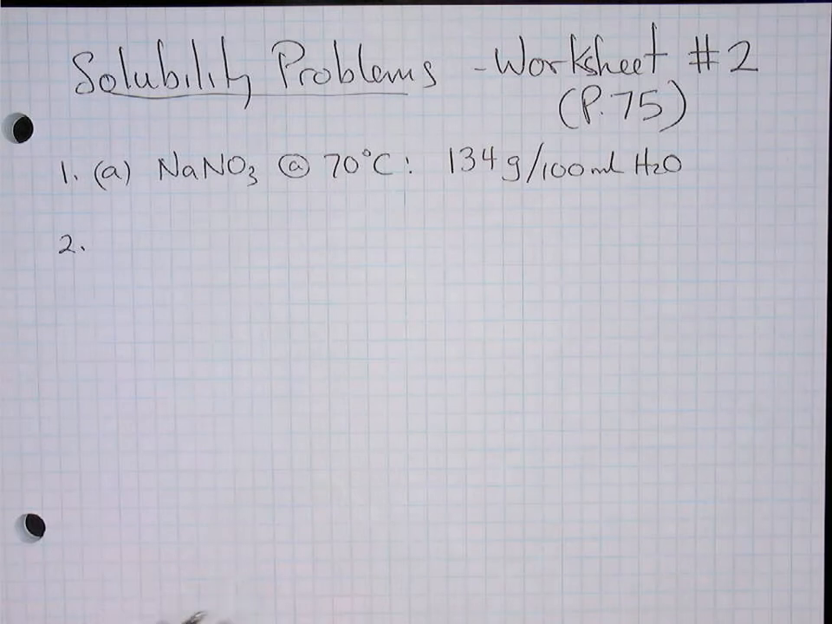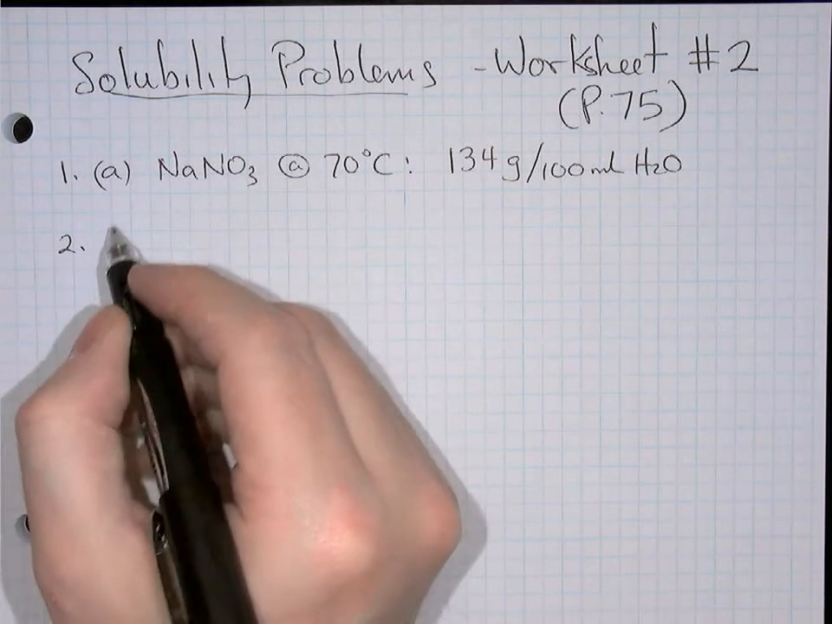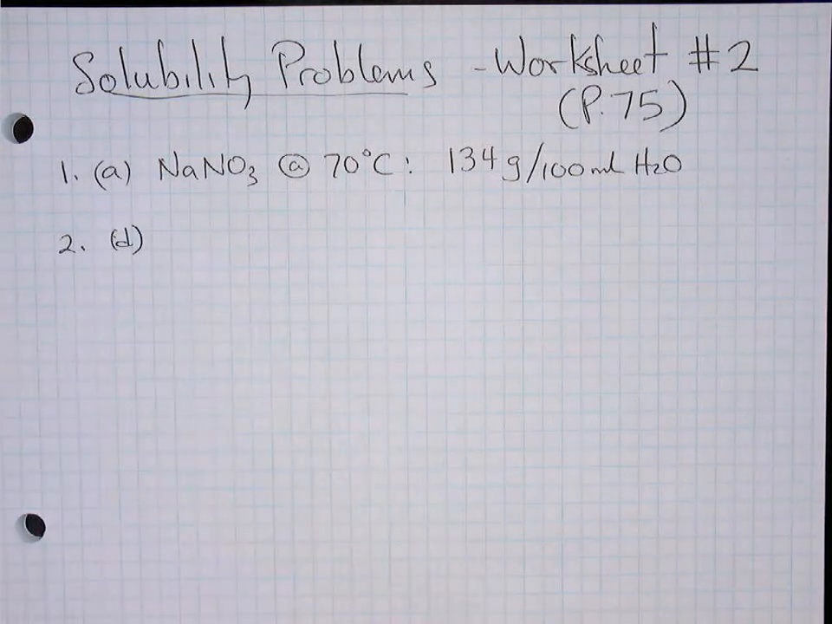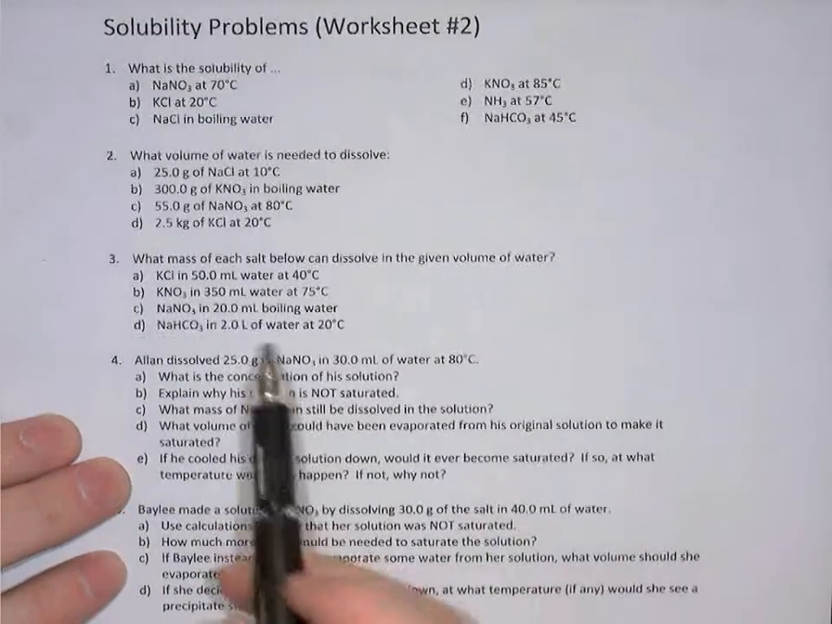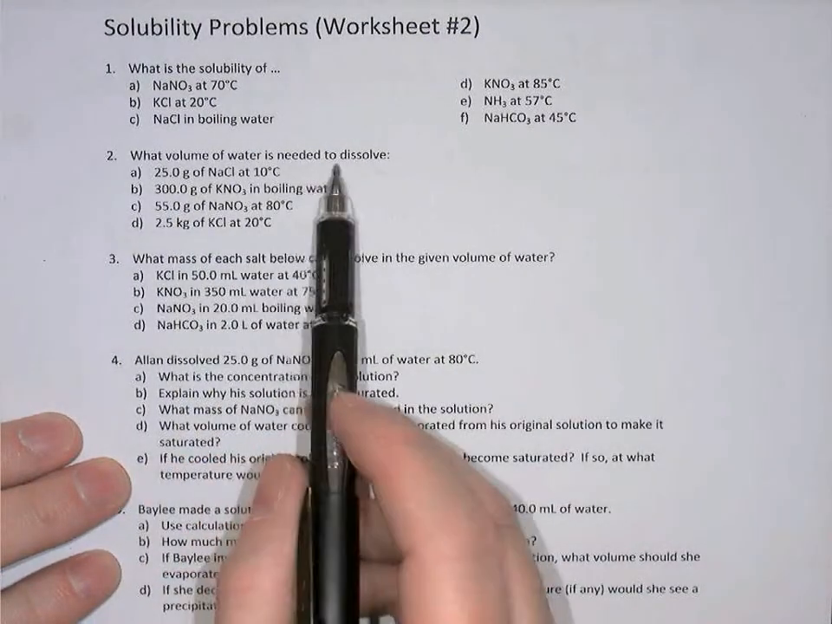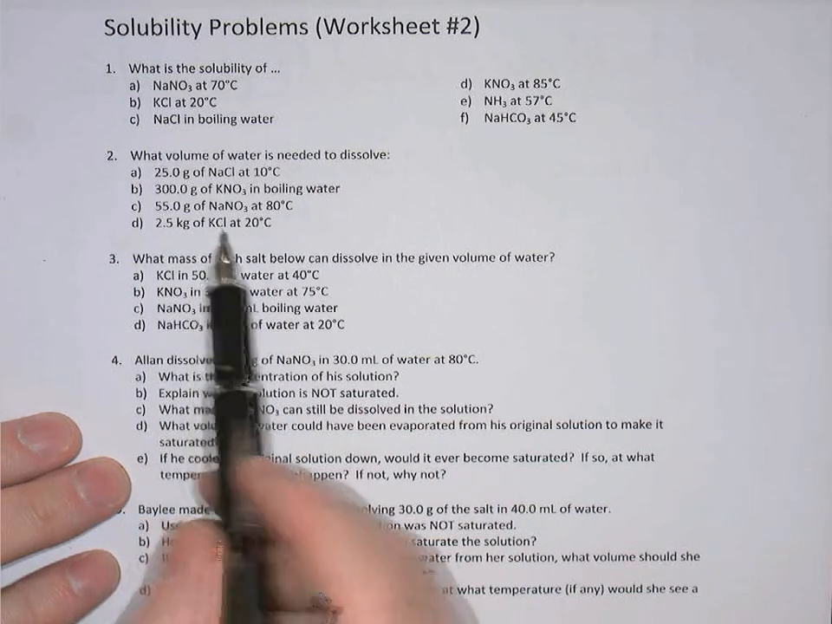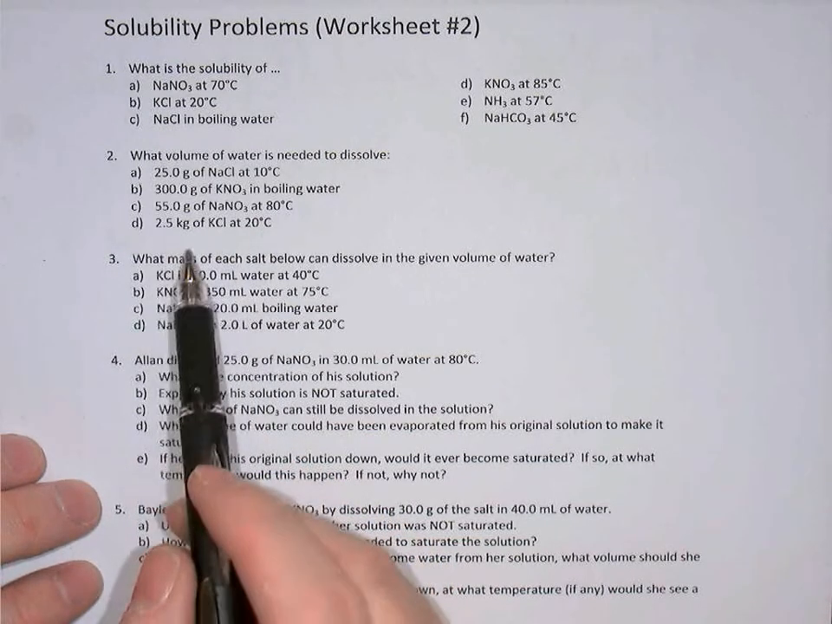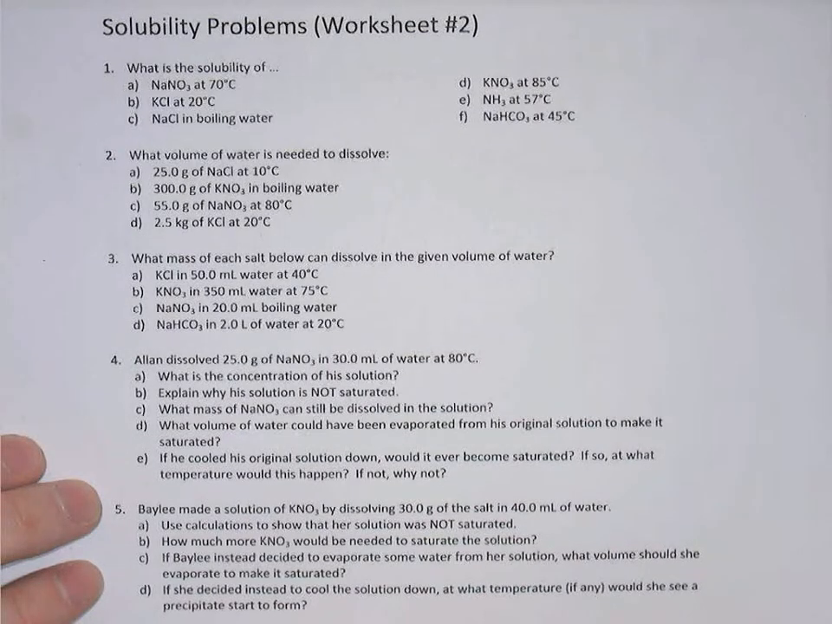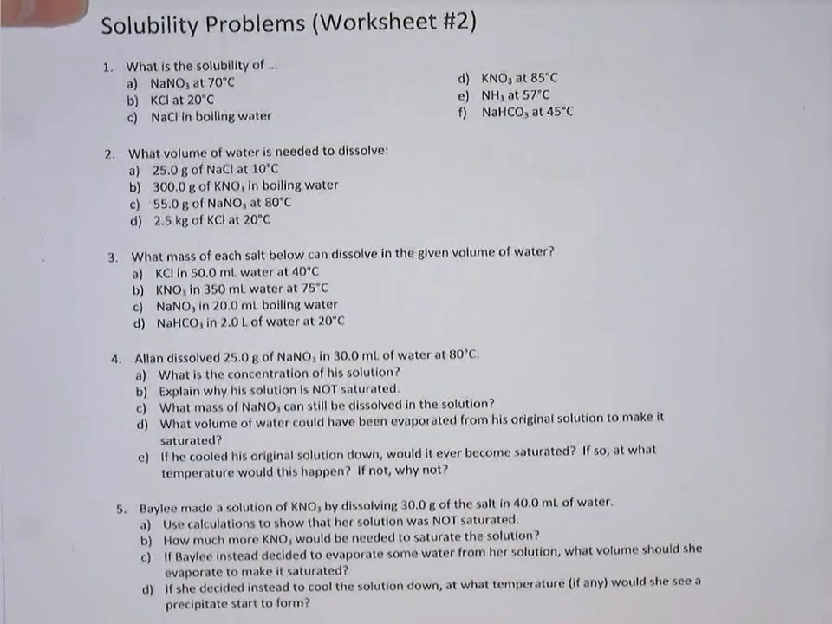Question number 2 is also review, so again I'll just do one of the questions there. Maybe I'll do Part D. It's a little bit more challenging. Part D asks us to calculate the volume of water that's needed to dissolve 2.5 kilograms of potassium chloride at 20 degrees Celsius. If you think you know how to do that, then pause the video and try it yourself right now. So we're going to dissolve 2.5 kilograms of KCl at 20 degrees Celsius. How much water do we need to do that?